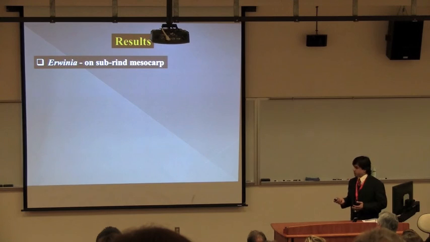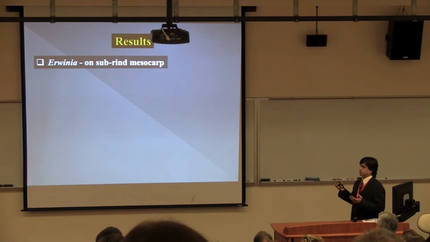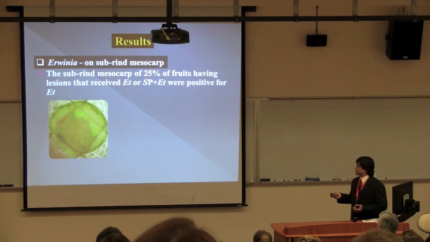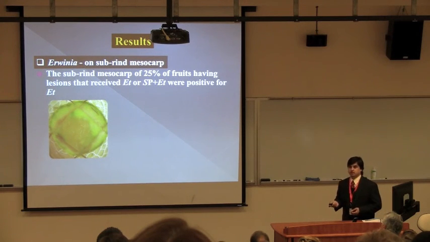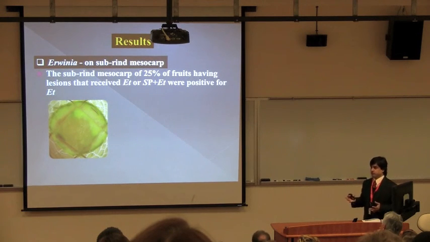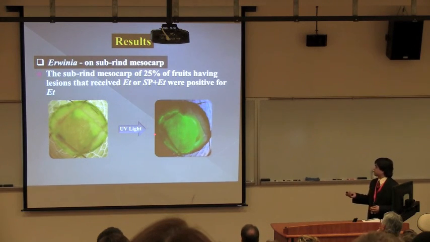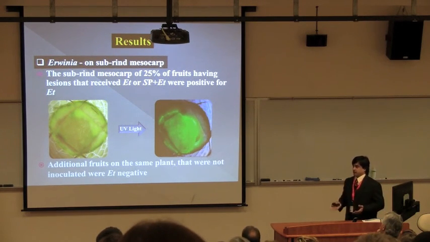So what's there in the mesocarp, that is, right underneath the rind? We analyzed the mesocarp. What we found is you can see the water-soaked lesions spreading throughout, almost over the whole area of the spot. When we observe these lesions under the UV light, as we have green fluorescence labeling, what we see is the Erwinia was spreading throughout the fruit. We saw this, but the additional fruits on the same plants did not have any Erwinia.